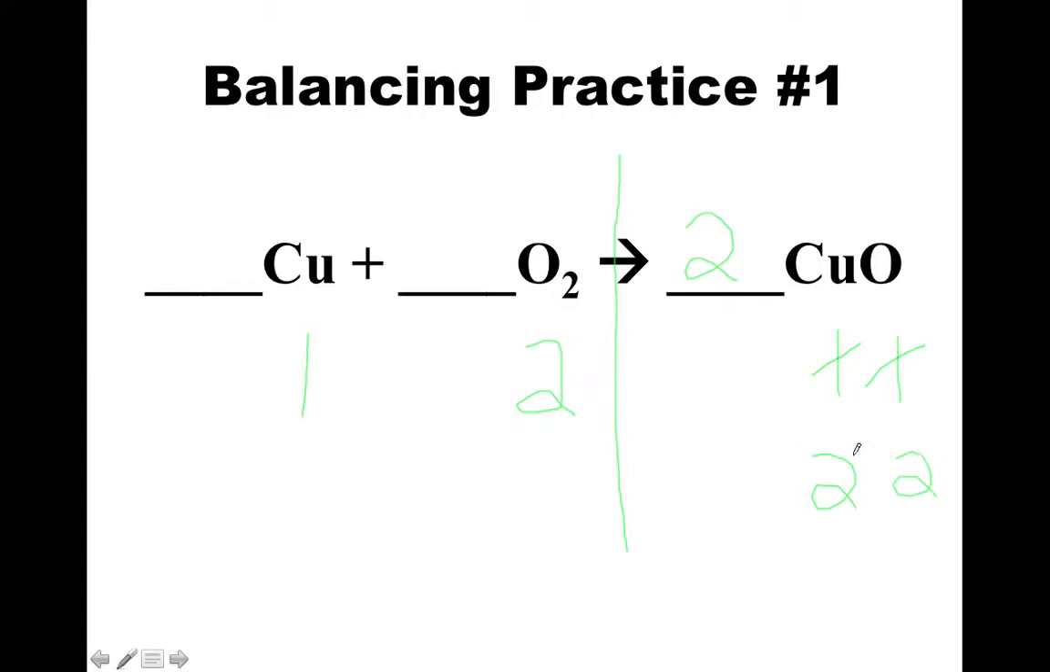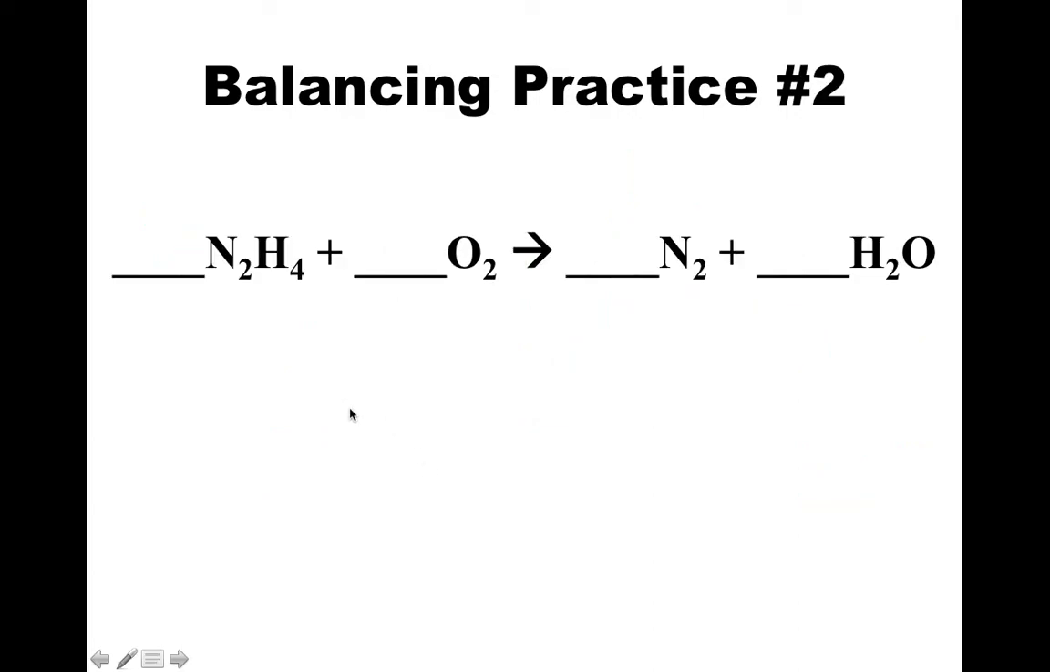Well, now my oxygens are balanced, but now my coppers are not. I have 2 over here, 1 over here. So I go to the lower value, the 1, and I ask myself, what can I multiply times 1 to give me this number 2 over here? And again, multiply it times 2. 2 times 1 gives me 2. Check to make sure: 2 coppers to 2 coppers, 2 oxygens to 2 oxygens. This makes it balanced. Now I can leave it blank in front of the O2, or I could theoretically put a 1 to represent I need 1 component of that oxygen.